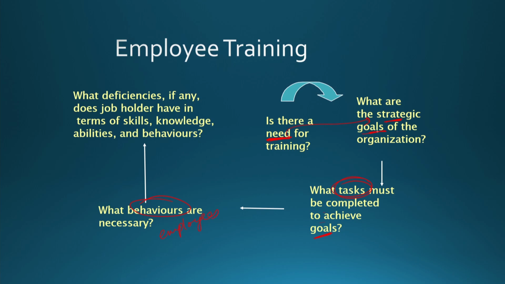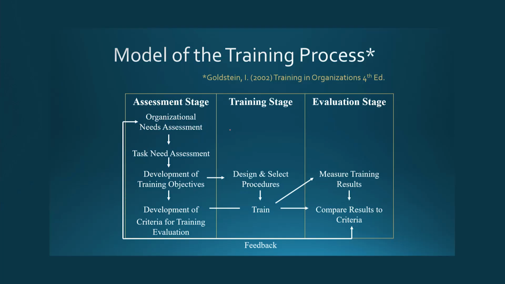Here we are identifying the goals, then identifying the tasks to complete the goals, then identifying the behaviors to complete the task, and what deficiencies, if any, the job holder has in terms of skill, knowledge, ability and behavior, which will help us find out the need for training, whether there is a need for skill training, knowledge training, ability training or behavior training.